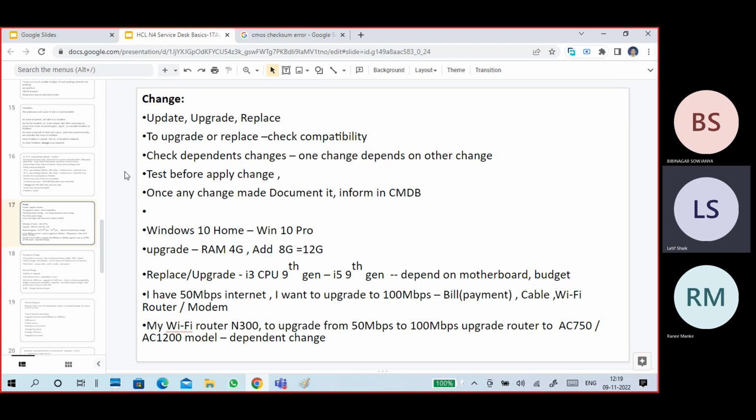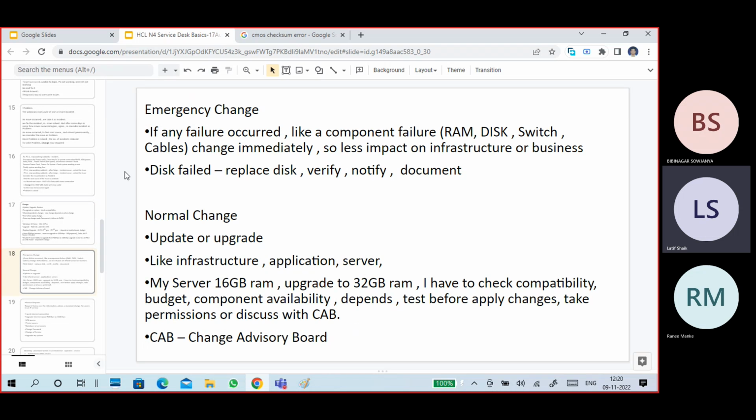And there is a database called CMDB, Configuration Management Database. So you have to enter into the CMDB what changes you have made, what change it is, and when the changes were done. Generally when you want to change, you have to take permissions, decide who is responsible for testing and applying changes, and discuss with your CAB, meaning change advisory board. You have to discuss, and then you are able to present the changes.